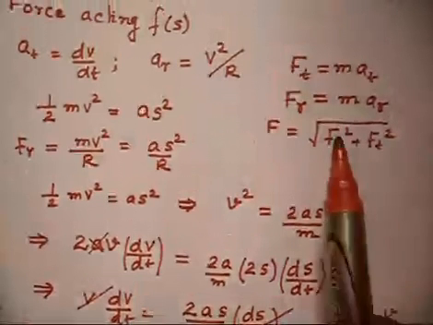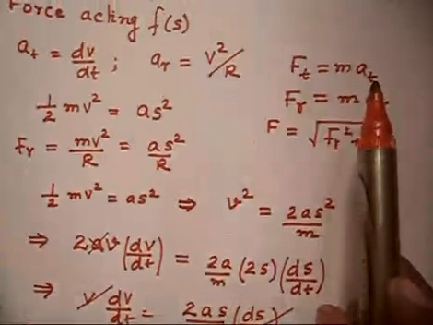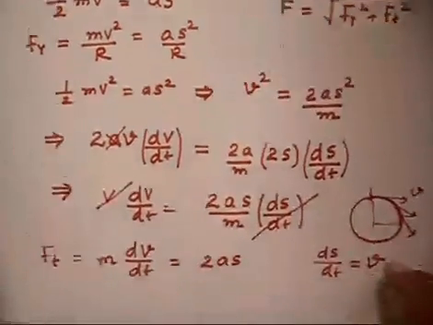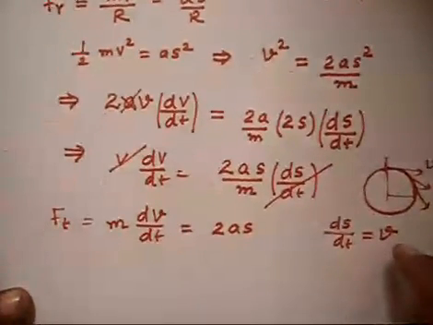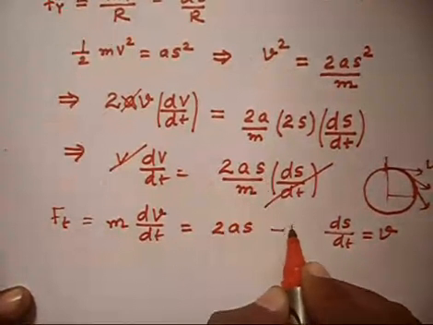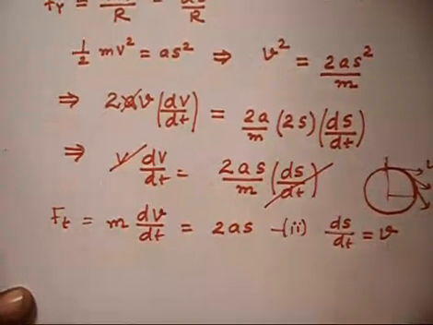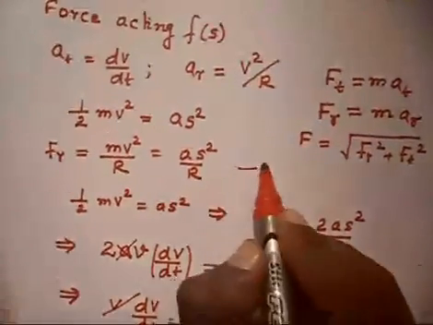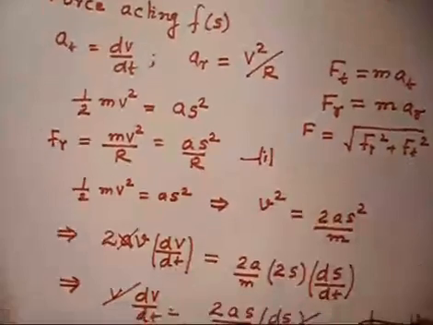So Ft is m into at. At is nothing but dv by dt. So Ft is m dv by dt. So this becomes Ft is m dv by dt, that is 2as. I am getting it from here. So now I have the radial force as well as the tangential force. I have already calculated the radial force.